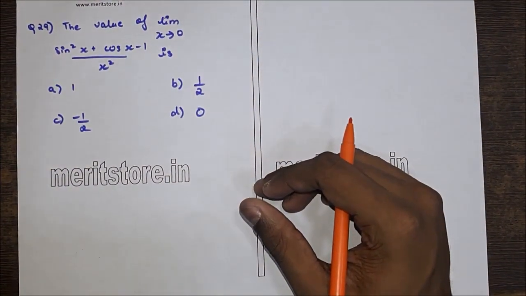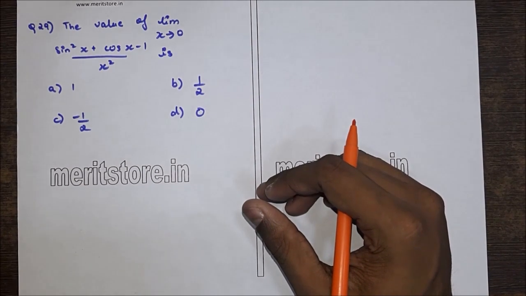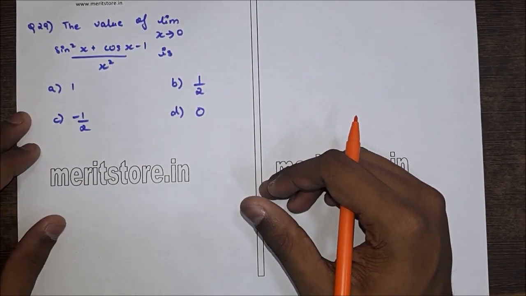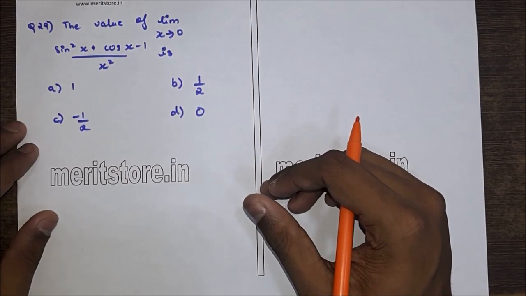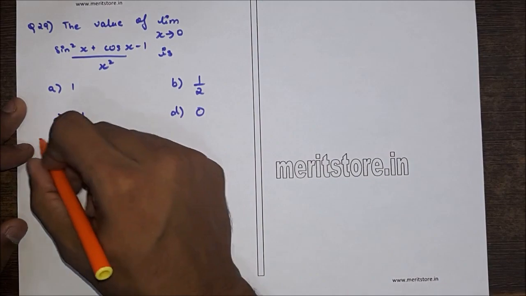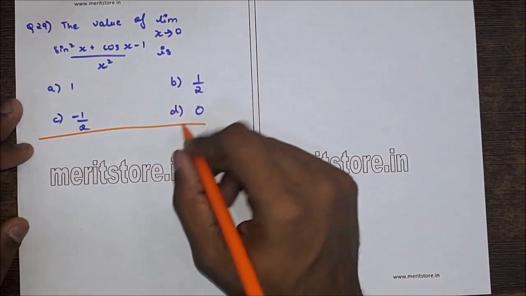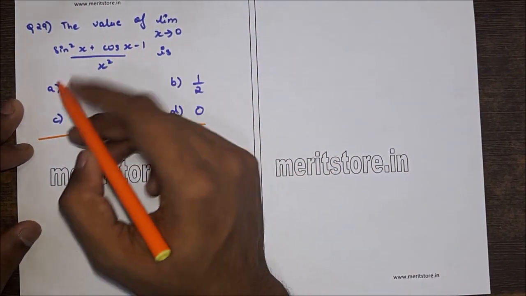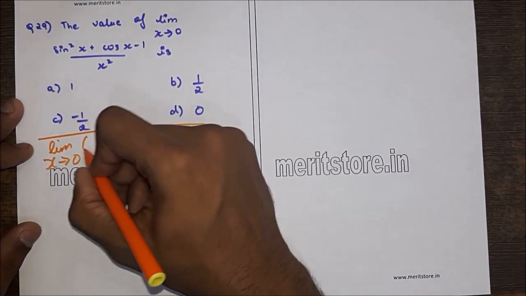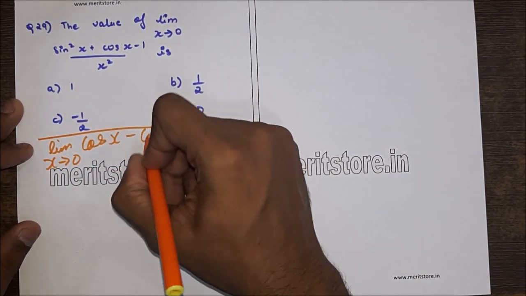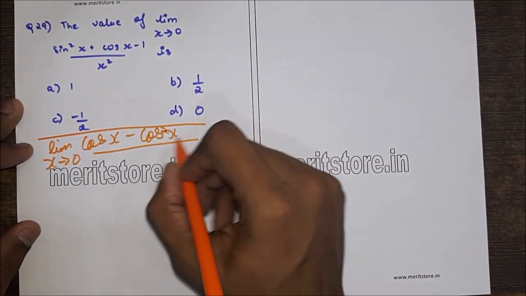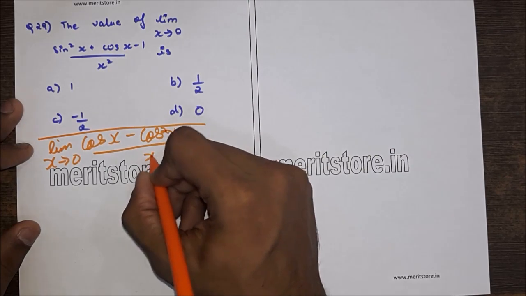The value of limit x tends to 0, sine square x plus cos x minus 1 upon x square is: a 1, b 1 by 2, c minus 1 by 2 or d 0. So therefore we could solve this and write it as limit of x tends to 0, cos x minus cos x cos square x upon x square.